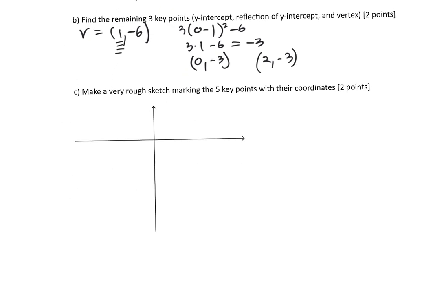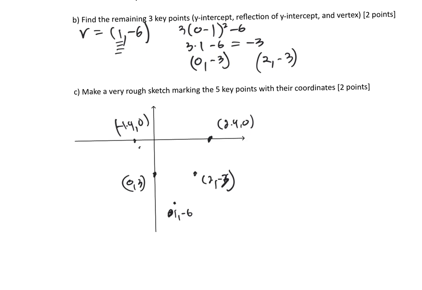Okay, so then to plot this out, we would have, let's say, the vertex here. I'm sorry, this is a positive 1, excuse me. We would have the point 0, negative 3 here. We would have the point 2, negative 3 over here. And then our x-intercepts, we would have the point 2.40, and then negative 1.40 up here.